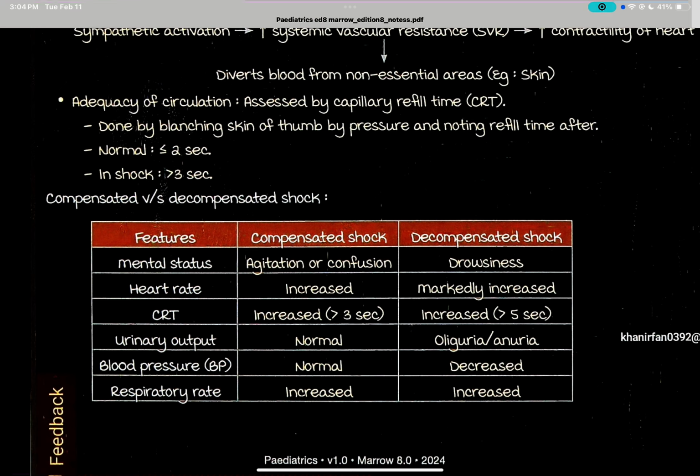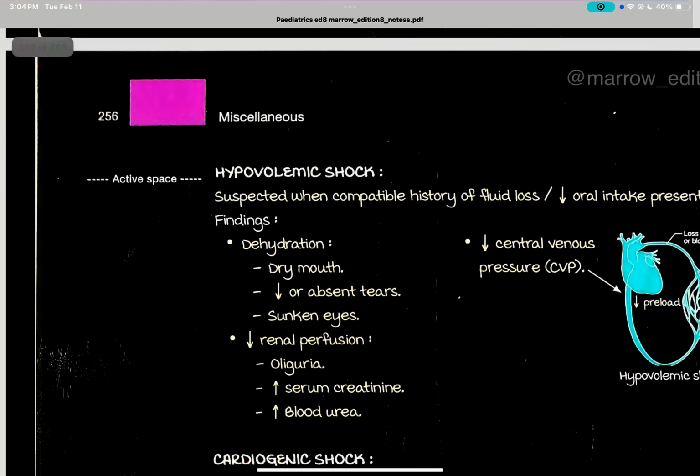Urinary output is normal in compensated shock. Oliguria or anuria in decompensated. Blood pressure is normal in compensated, decreased in decompensated. Respiratory rate is increased in both compensated and decompensated shock.